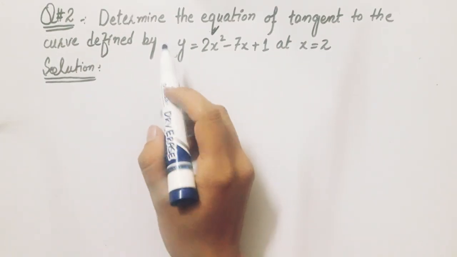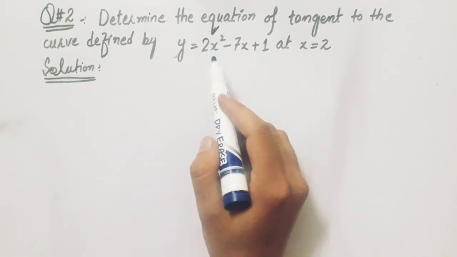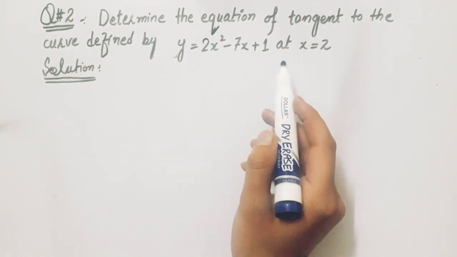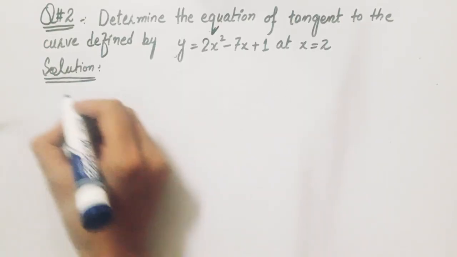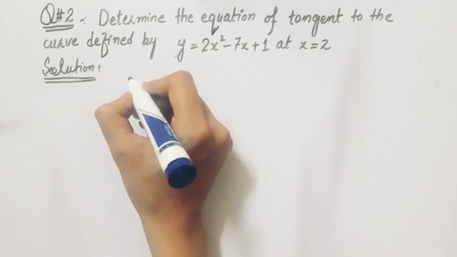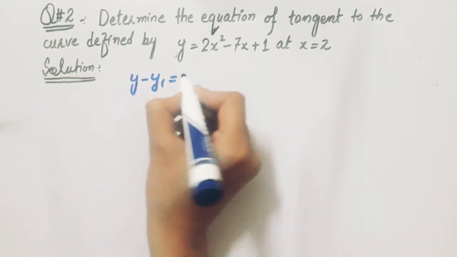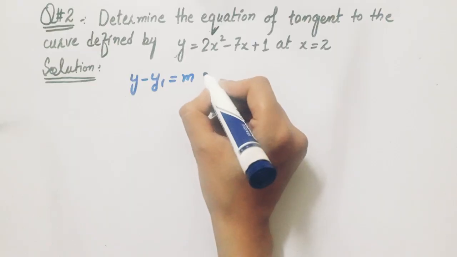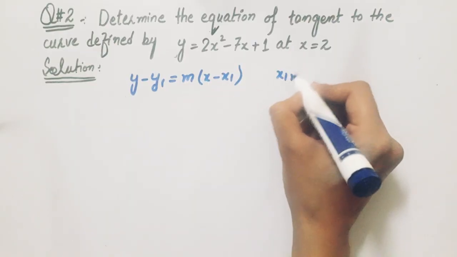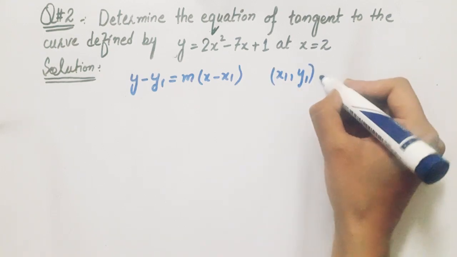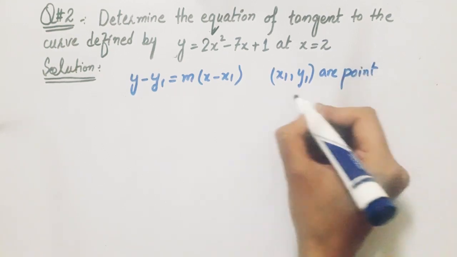Question number 2 is: determine the equation of the tangent to the curve defined by y = 2x² - 7x + 1 at x = 2. First of all you will write the equation of the tangent, that is y - y1 = m(x - x1). Here x1 and y1 are the point of tangency.